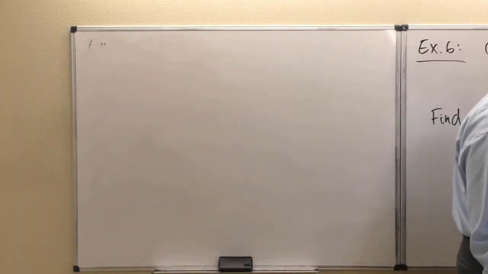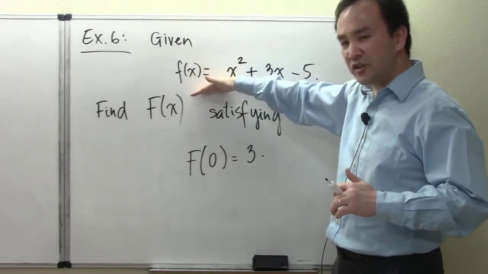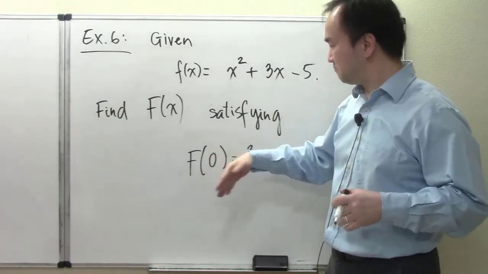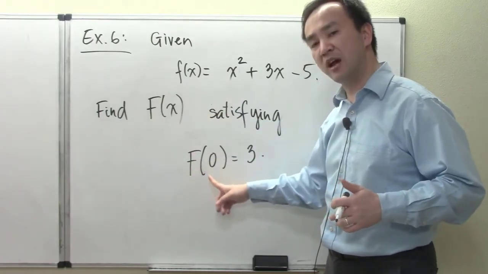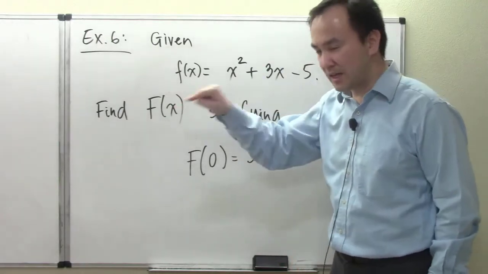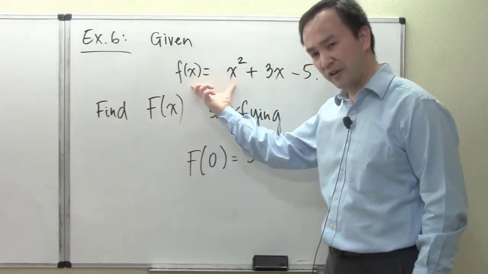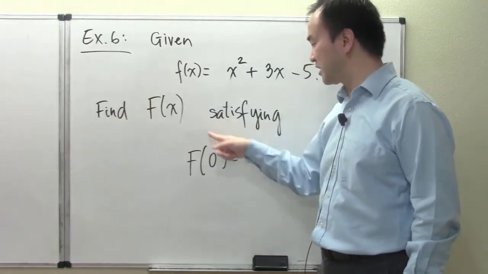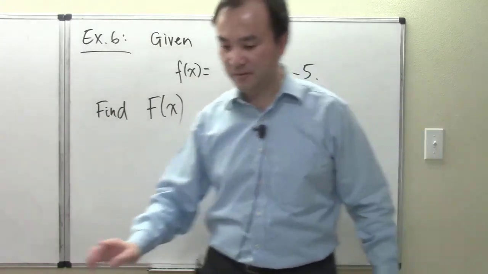And now, one more time, let's look back at the problem. The problem started out by having a function given to us, x squared plus 3x minus 5 here. So let's now not be too worried about this capital F of 0 equals 3 right here. The main thing here is that we want to find the antiderivative. We have our function given. We want to first find the antiderivative. And once we've found an antiderivative, we're going to start taking care of what it means by satisfying this.